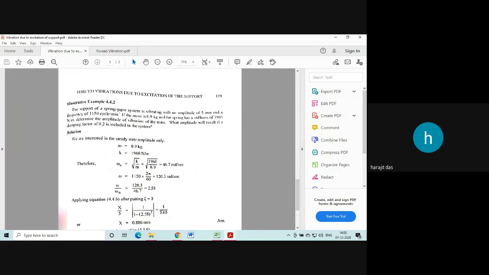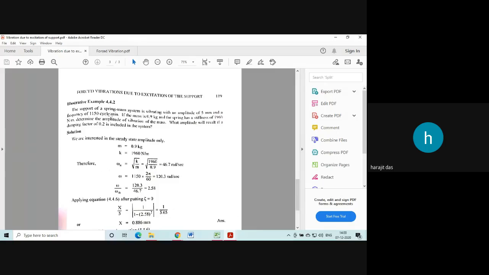So yes, this is the problem. The support of a spring-mass system is vibrating with an amplitude of 5 mm. So what is 5 then? Capital Y will be 5, isn't it? Because this is the amplitude of vibration of the support, and a frequency of 1150 cycles per minute. The external frequency, the support frequency, is given as 1150, but it is given in cycles per minute.